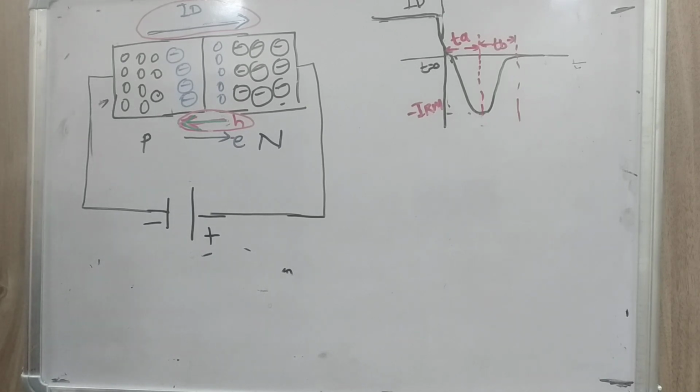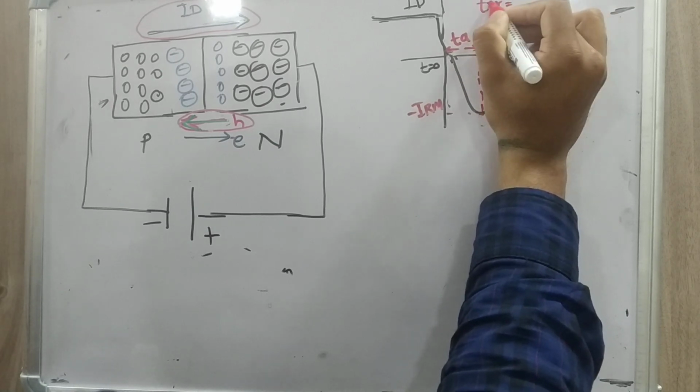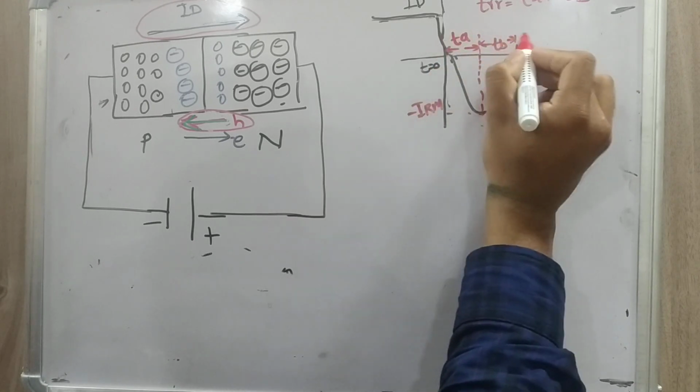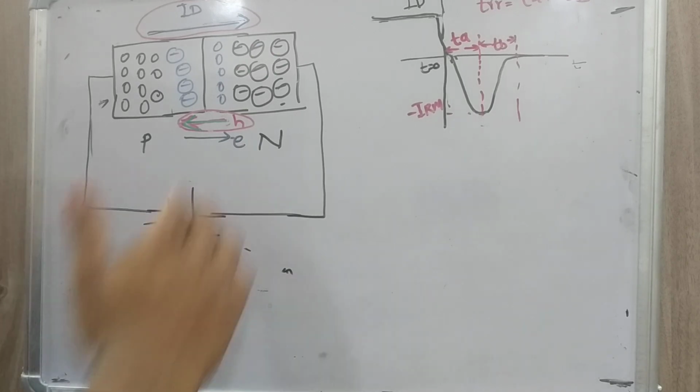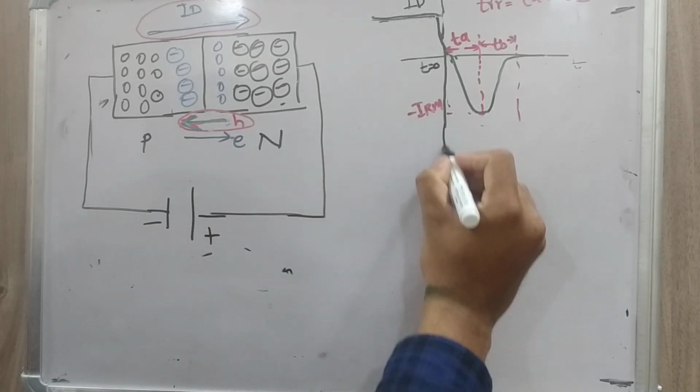Now if we look in the diode datasheet, there is a term given, the reverse recovery time, TRR, which is the addition of TA plus TB. So this is the whole time, which is the reverse recovery time. Now we have seen the current waveform across the diode. Now we will also see how the voltage across the diode looks when it is suddenly reverse biased.